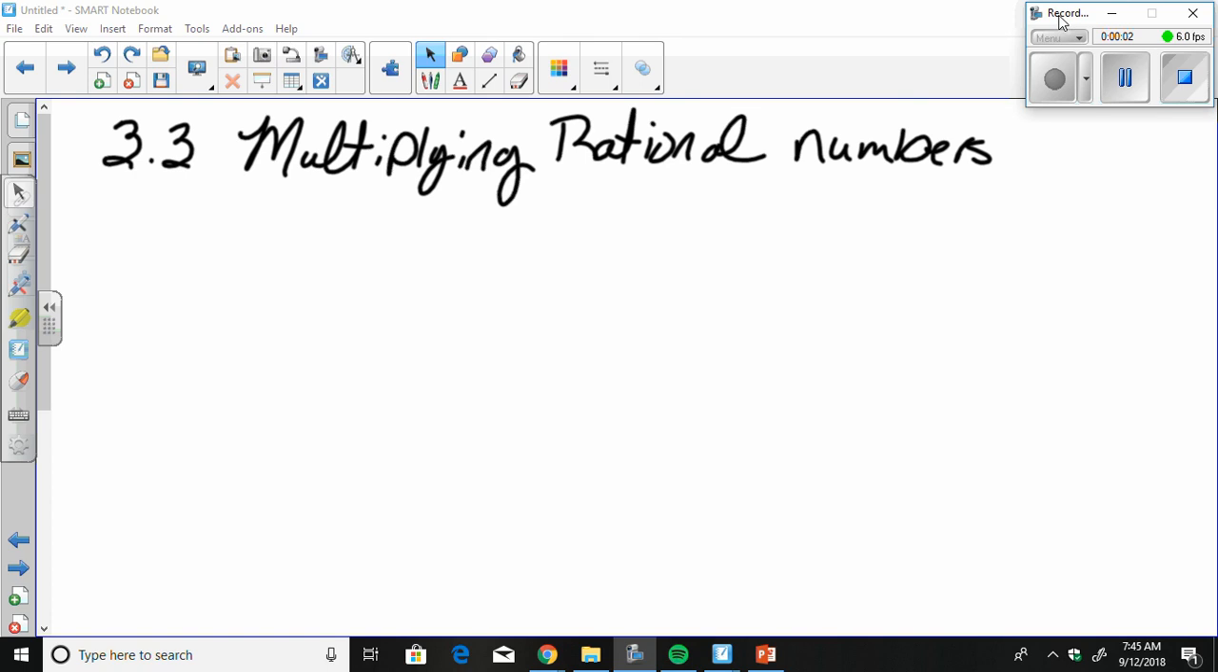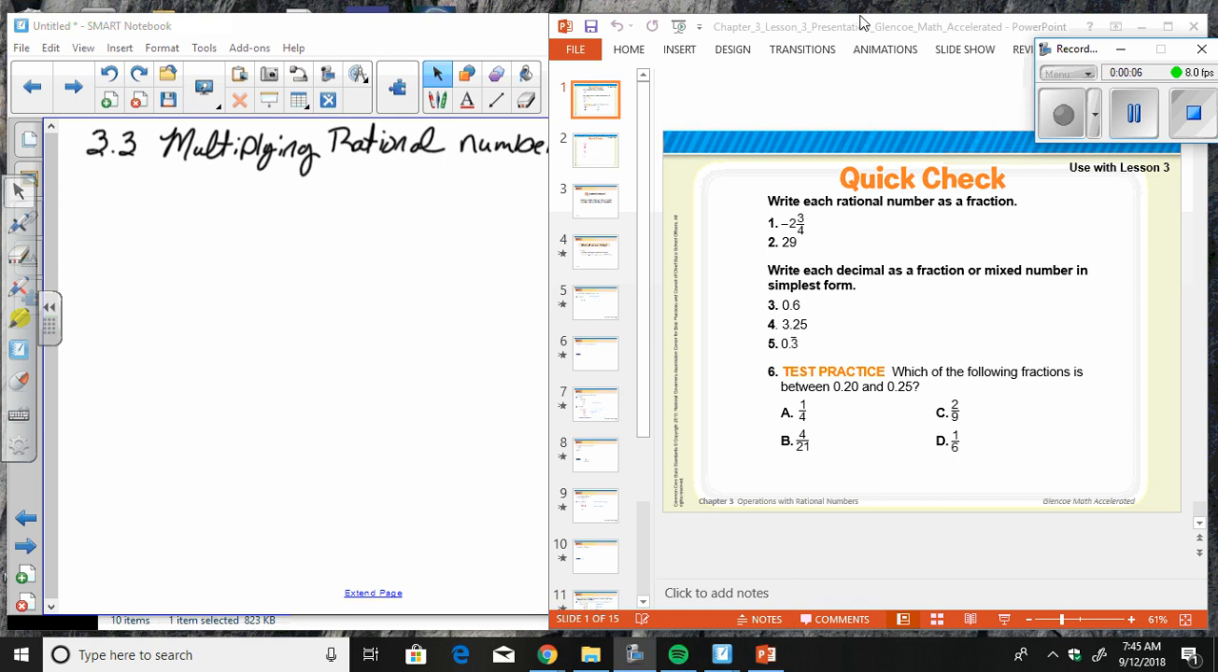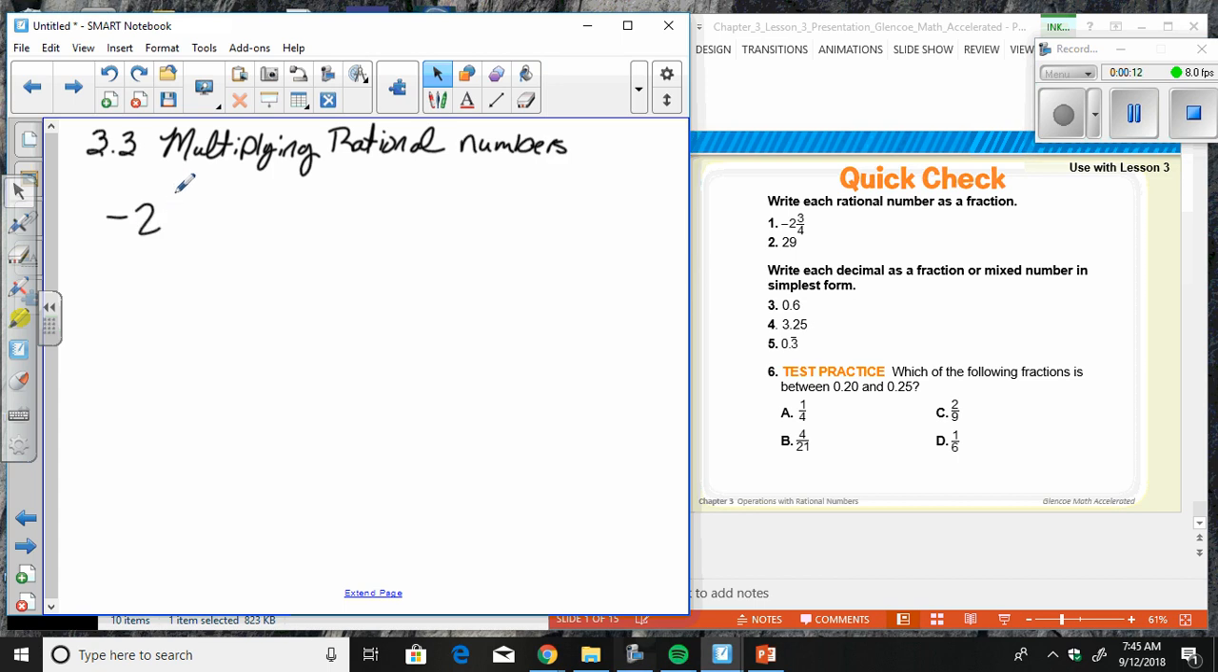Pre-Algebra, Chapter 3, Section 3, Multiplying Rational Numbers. So a quick check here, writing each rational number as a fraction: -2 3/4. As a fraction, you multiply down and add up, and you keep that sign out front. So this will be a negative, 8 plus 3, so that's -11/4. 29 can be rewritten as 29/1.